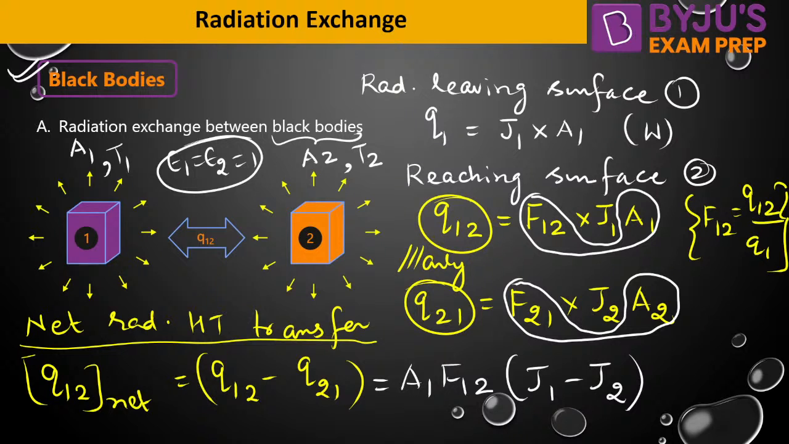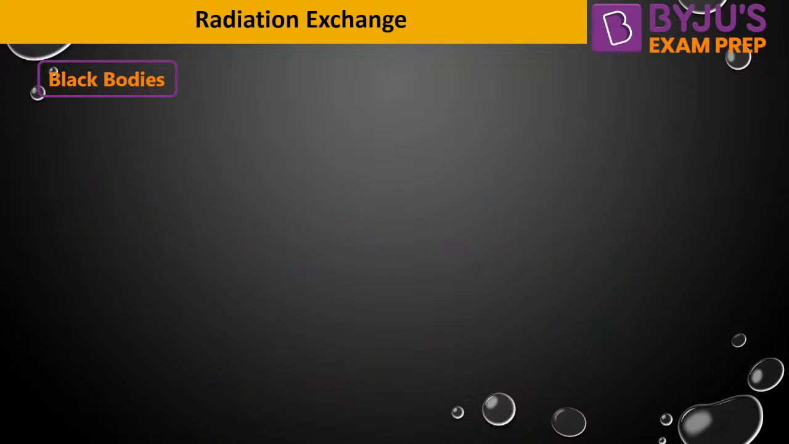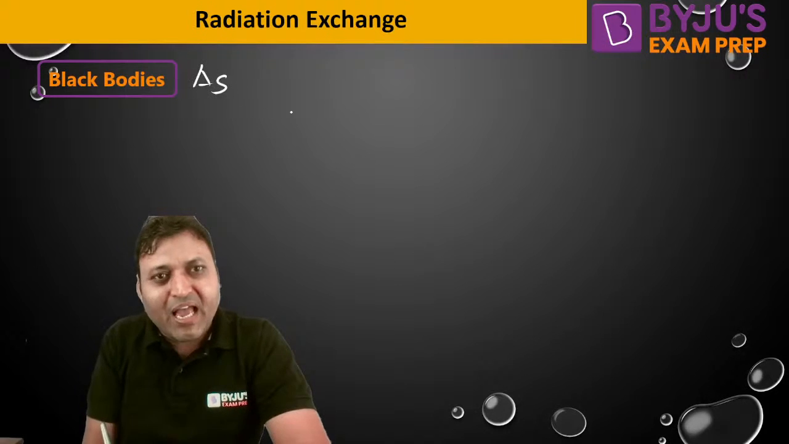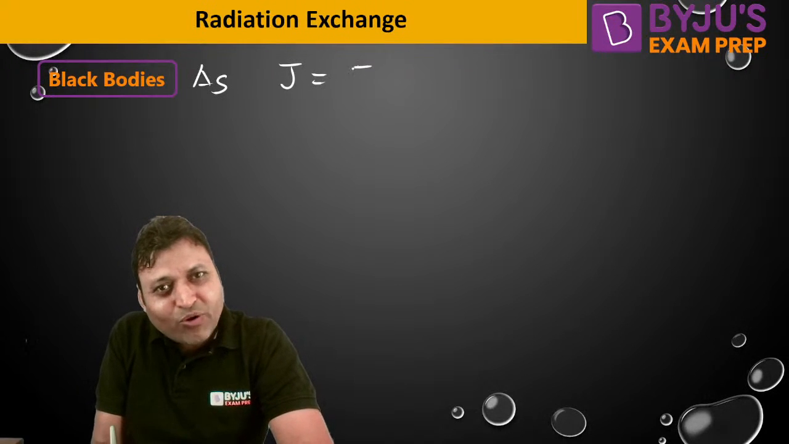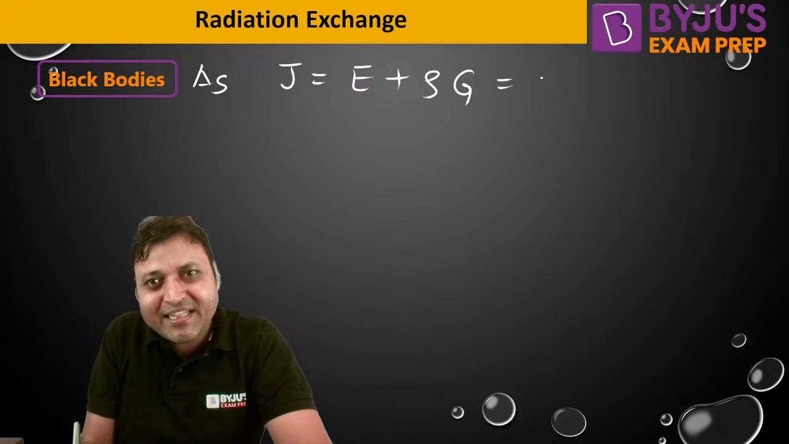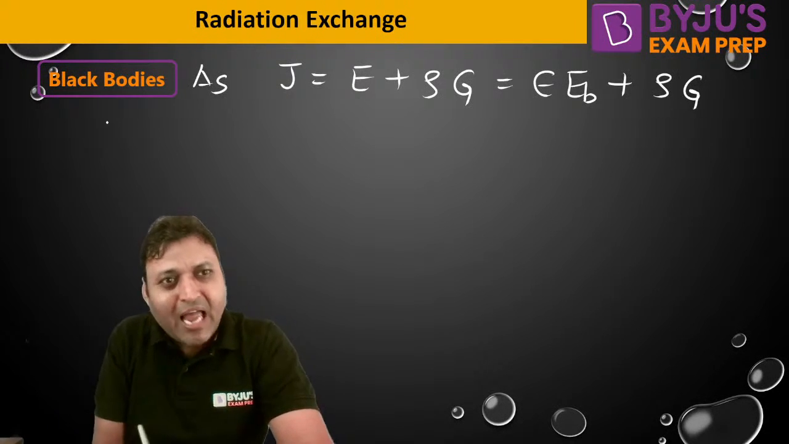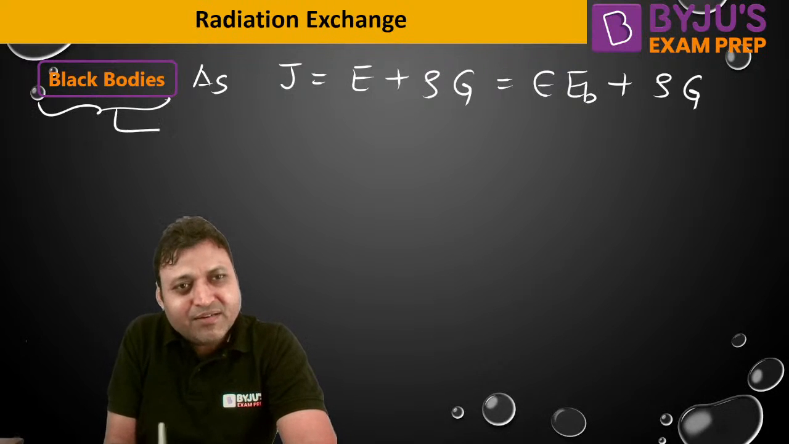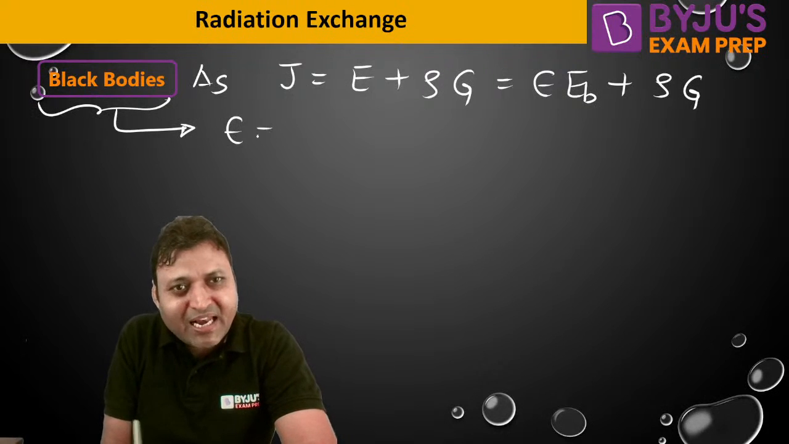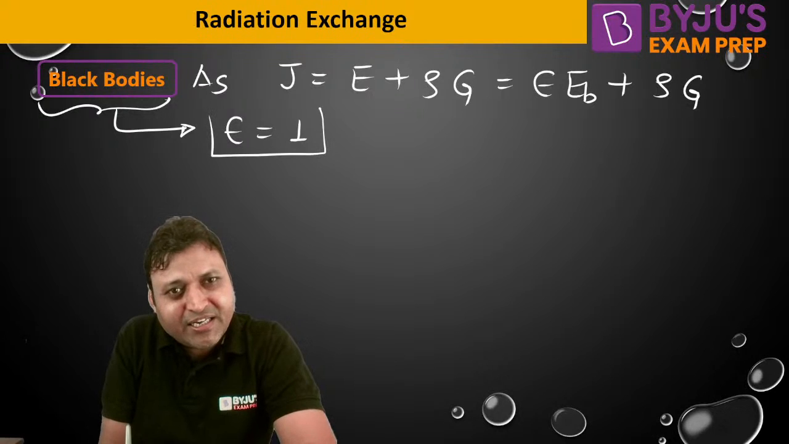Now, what is J? J is the radiosity. Now, how to calculate the radiosity for a black body? For a black body, as we know, J is equal to E plus rho G, isn't it? Or we can say that is epsilon EB plus rho into G. And for a black body, epsilon is equal to 1, isn't it?